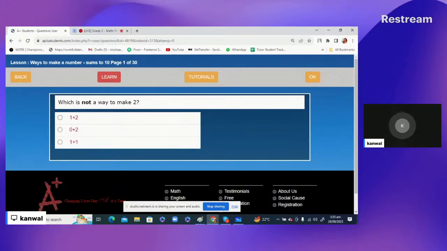Look at here the option 1. Here is 1 plus 2. It becomes 3. Look at the option B. There is 0 plus 2, so it makes 2. And for the option C, it's again 1 plus 1, that is a 2. So which one, the two numbers when you add, does not make a 2?